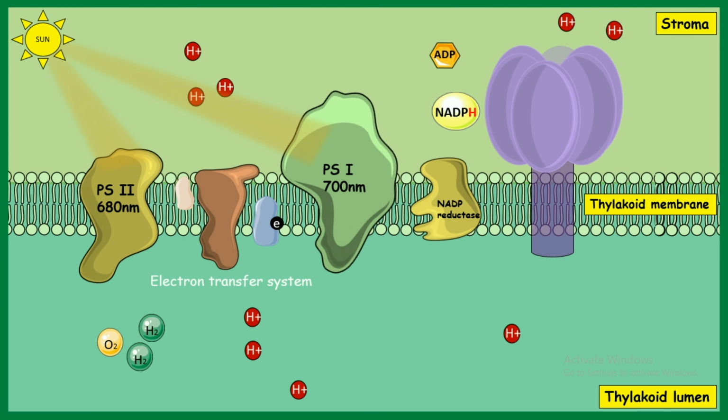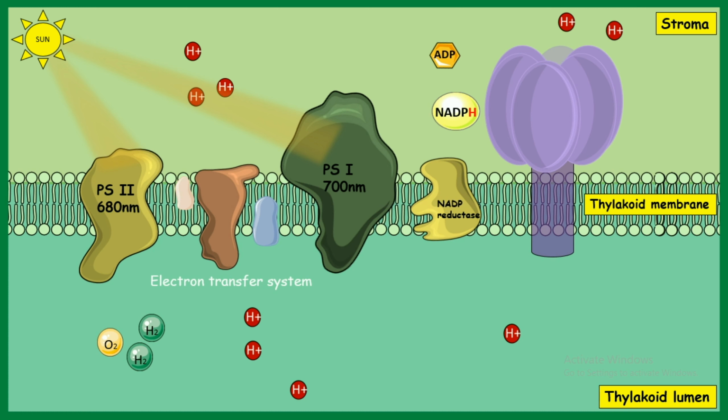Now, the electron is with plastocyanin. Since PS1 has higher reduction potential than plastocyanin, it will readily take away the electron from plastocyanin to meet its electron deficiency, and thus the electron deficiency of PS1 will get met, and the electron deficiency of PS2 will also get met in this process. And what will be the consequence of this? The consequence is that the NADP molecule got reduced into NADPH molecule, and a lot of protons got pumped into the thylakoid lumen.